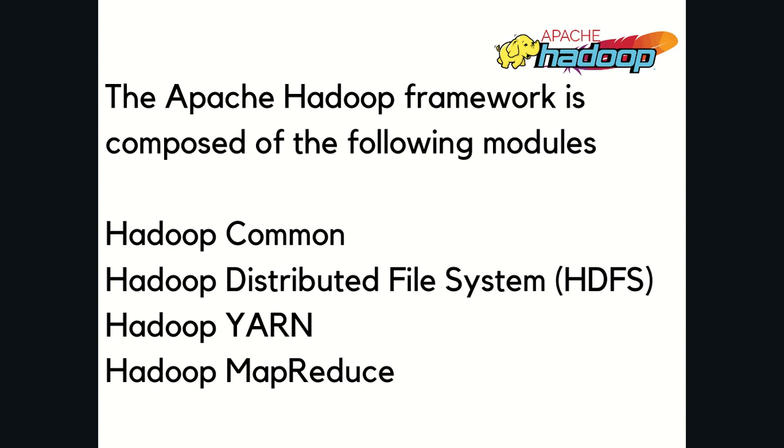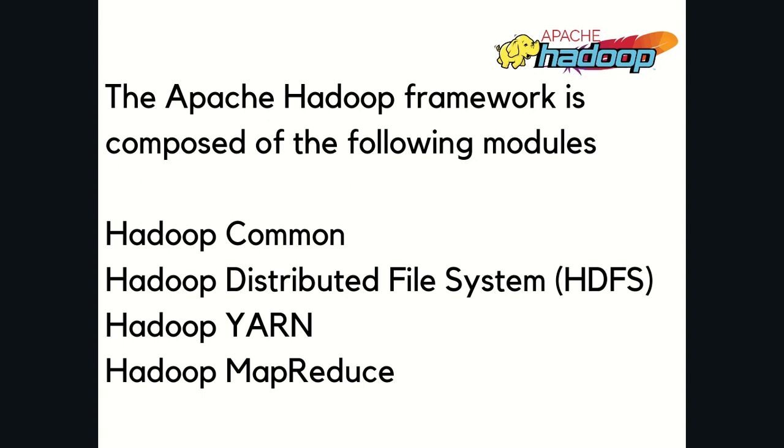And then we have YARN. YARN is nothing but a resource manager. It's not only meant for Hadoop, because we can also make use of YARN for other frameworks as well. It's a kind of independent module of Hadoop, which we can integrate with other tools as well, as a resource manager, or we can say cluster manager. Then we have MapReduce, which I already conveyed is the processing layer of Hadoop. And last, we have Hadoop Common, which is a set of utilities or libraries important for Hadoop functioning. So these are the modules that Hadoop has.